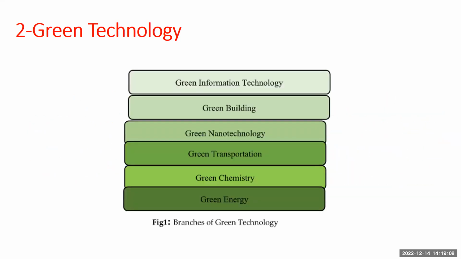These are the branches of green technology: green information technology, green building, green nanotechnology, green transportation, green chemistry, and green energy. The last two branches are related to biorefinery: green chemistry and green energy related to biorefinery.